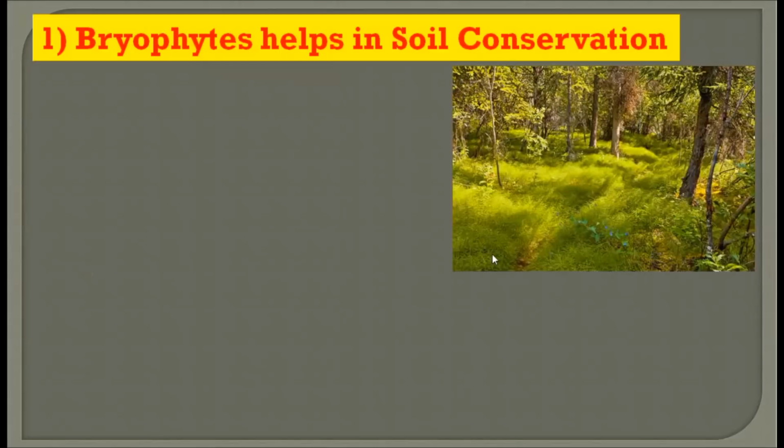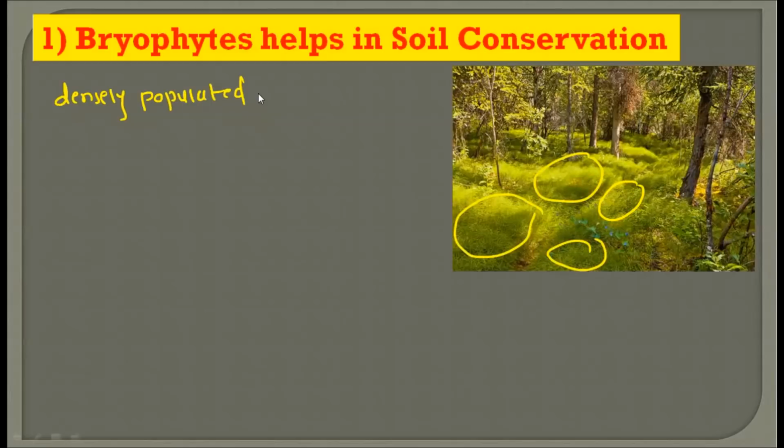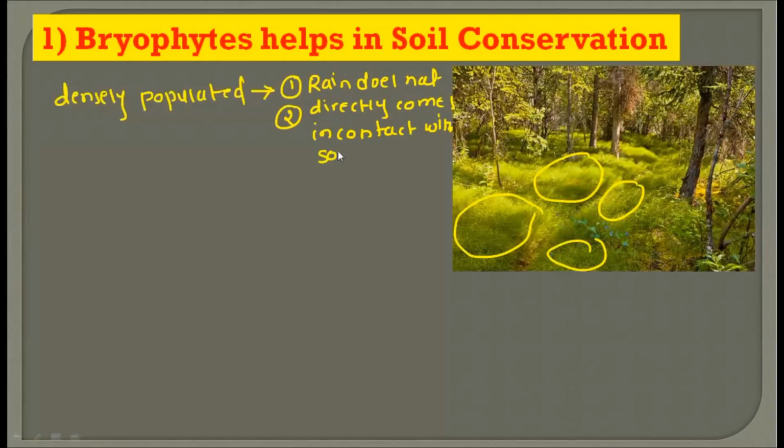Now, as you can see in this photograph, the whole ground area is covered with the bryophytes. All these are the bryophytes. They are densely populated. Due to this, it has two advantages. First, rain does not directly come in contact with soil. That means whenever there is a rain and if the forest cover is densely populated by the bryophytes, then that rain first comes in contact with the bryophytes.